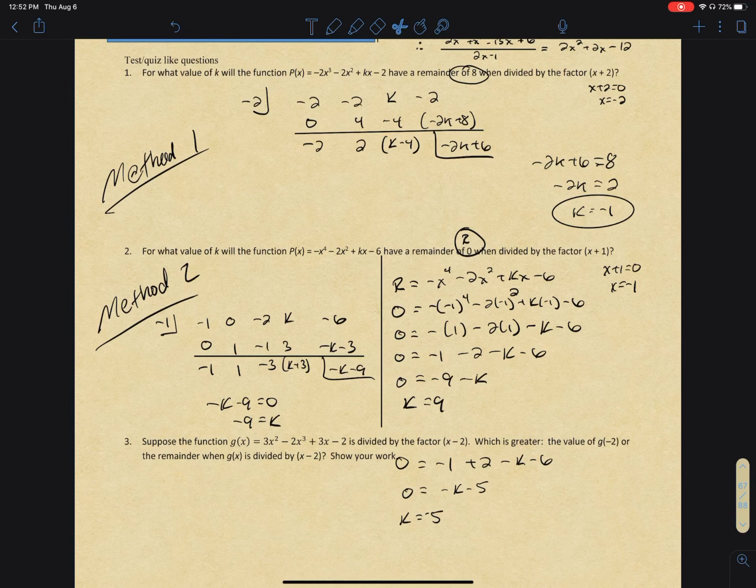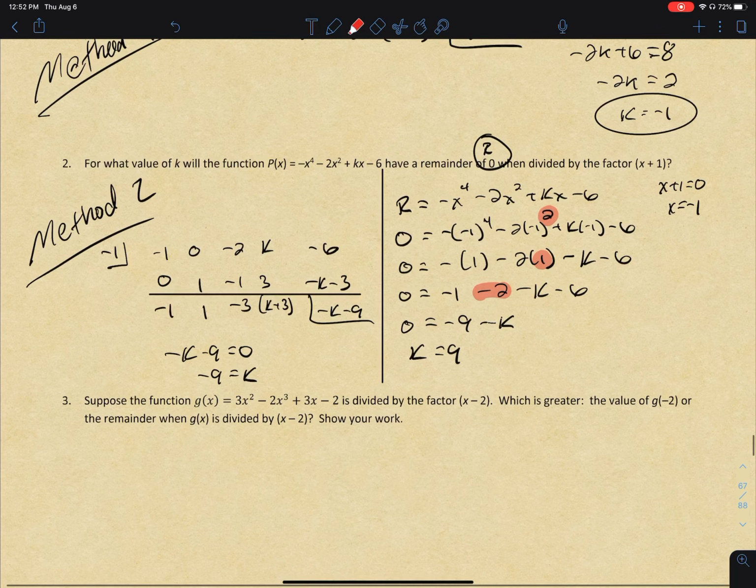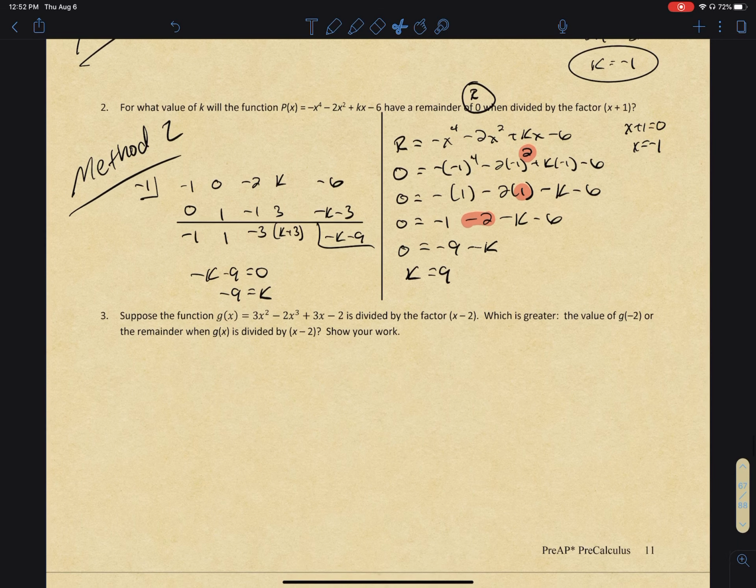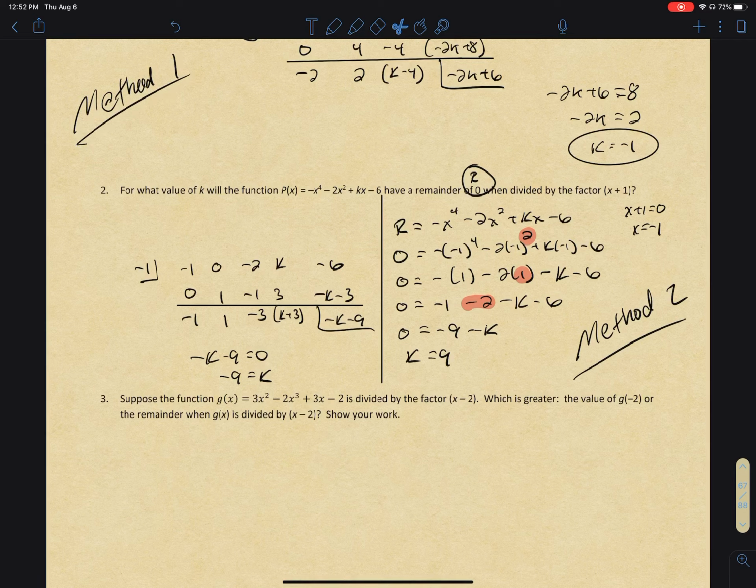So the remainder theorem works as long as the person doing the problem doesn't make a mistake. And I made a mistake right here by not including that squared, which then affected this sign, which affected this, which then changed this to a 5 instead of a negative 9. So it does work. There are two different methods. To be clear, this is method 2 here. This is method 1. You don't need to do both methods. You should be proficient in both methods, but don't use both methods for the same problem.